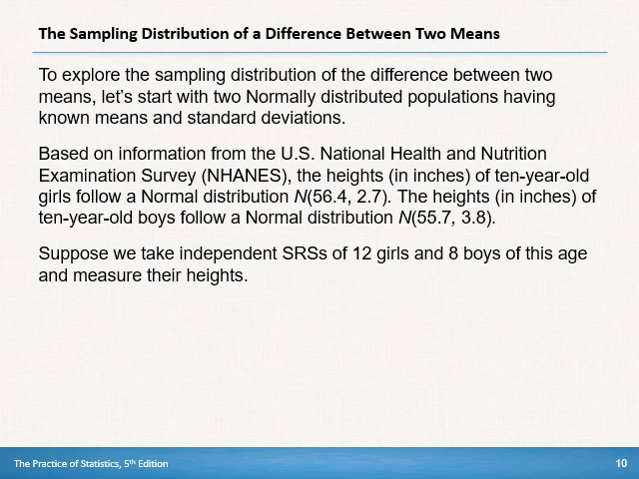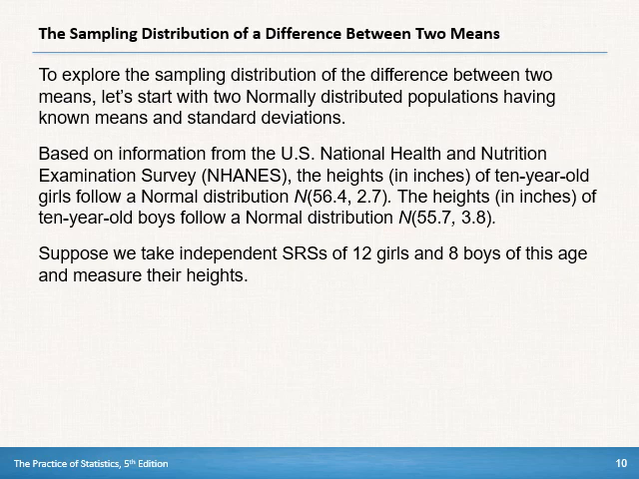All right, so let's look at another example. In this example, we're going to demonstrate the shape, the center, and the spread for the sampling distribution of the difference in the X bars. So to explore the sampling distribution of the difference between two means, let's start with two normally distributed populations having known means and standard deviations. So again, we're going to assume for this example that we know the population parameters, the mean and standard deviation, so mu and sigma for two different populations.